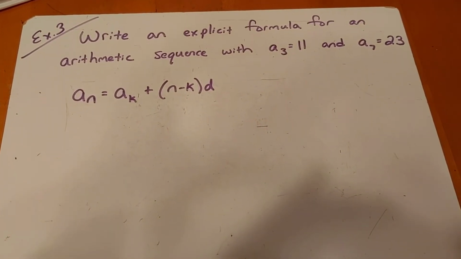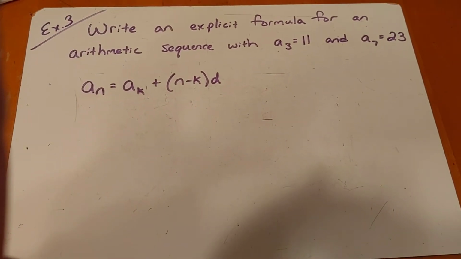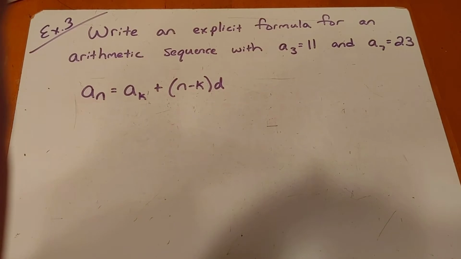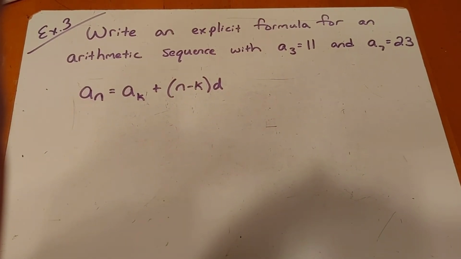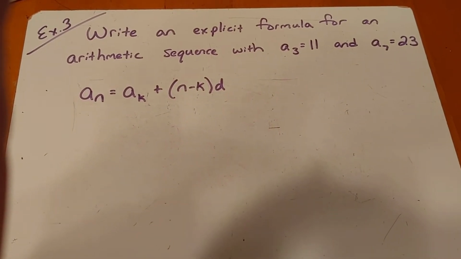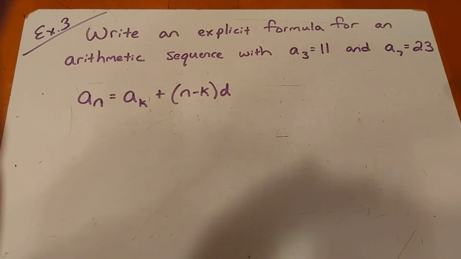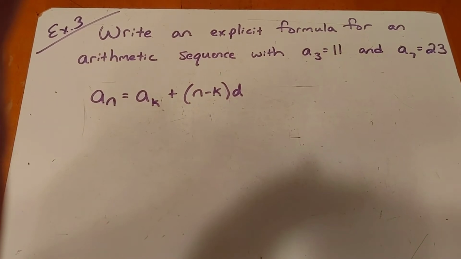All right, example 3 tells us to write an explicit formula for an arithmetic sequence with a sub 3 equal to 11. So the third term is 11, and a sub 7 equals 23. The seventh term is 23. Now this is an arithmetic sequence. I could kind of play with the numbers a little bit and try and find out how to do this, but let me do this the official way with the sequence.